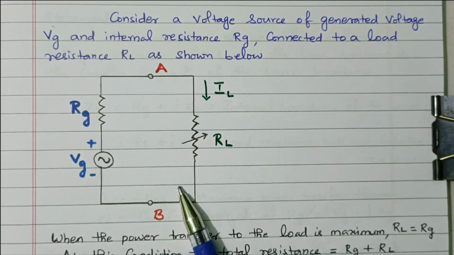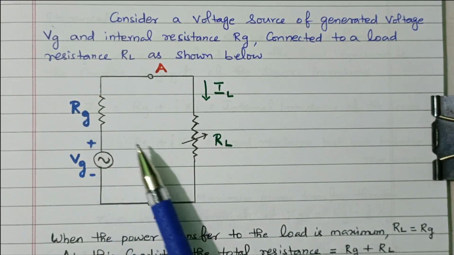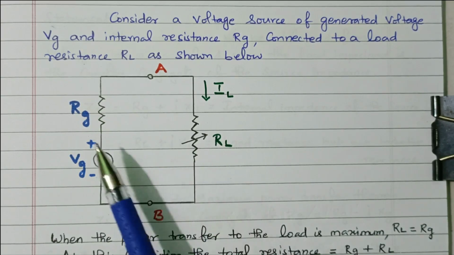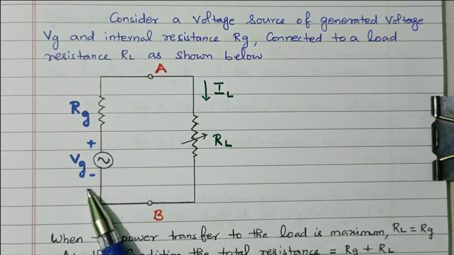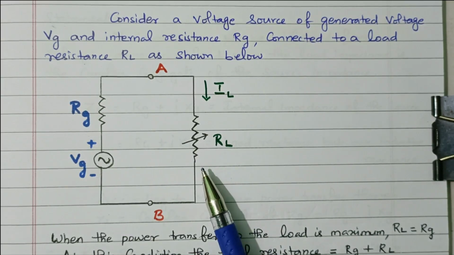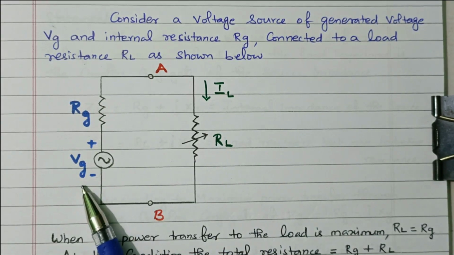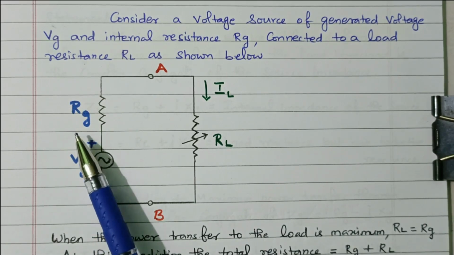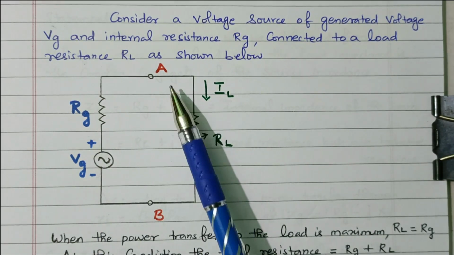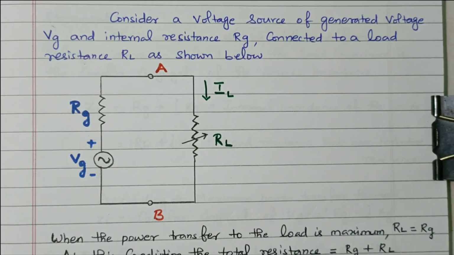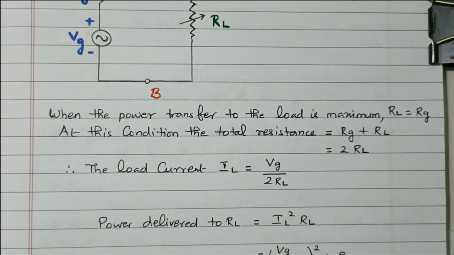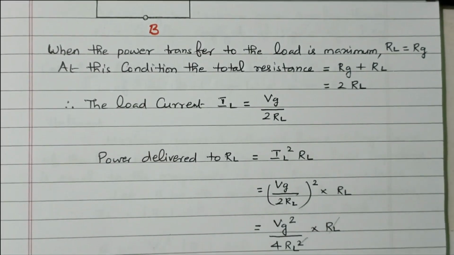So based on the maximum power transfer theorem, this Rg is equal to RL. If both are equal, then this voltage source will deliver maximum power to the load. That is the statement given. So we have voltage source, internal resistance, load resistance, load current. This load resistance is marked as terminal AB. Now we will go for the further derivation to verify how the maximum power is delivered to the load.